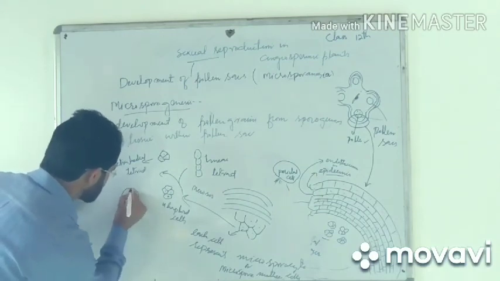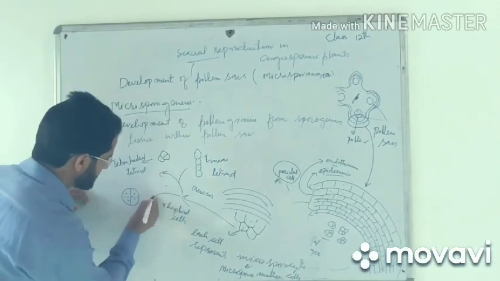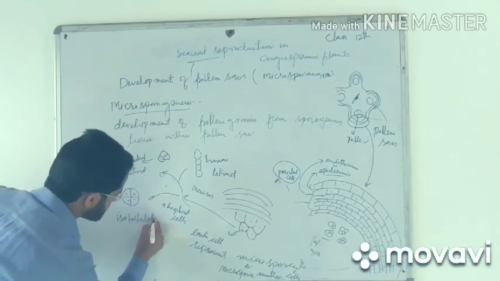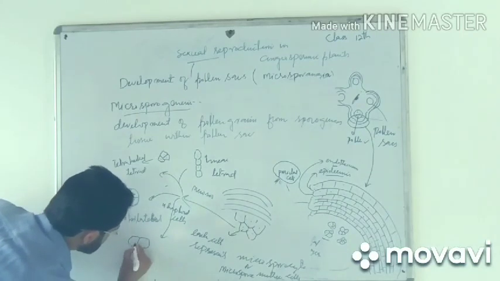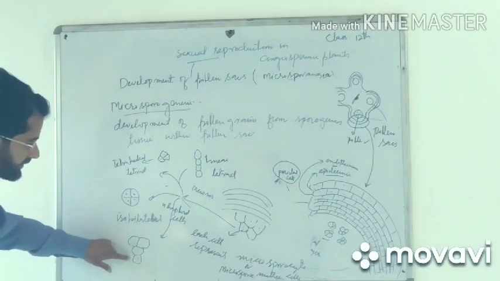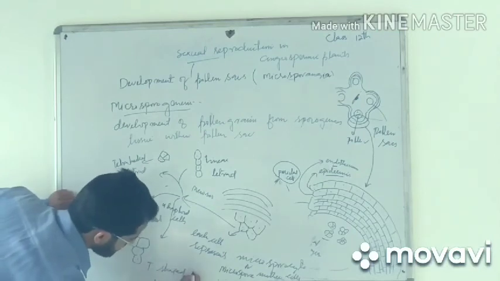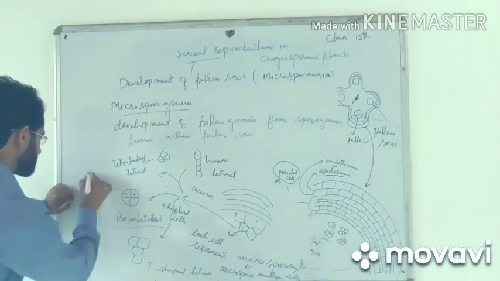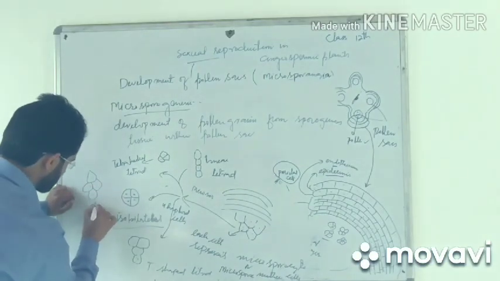You can develop 4 cells like this. 4 haploid cells are formed, but they are isobilateral. Sometimes it looks like this. If this structure develops from meiosis, we call it a T-shaped tetrad. Sometimes it is like this. We call it a decussate tetrad.